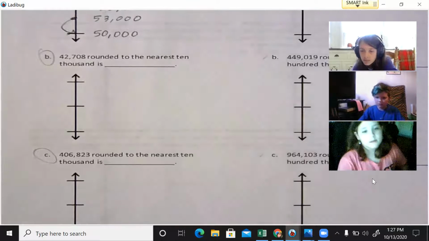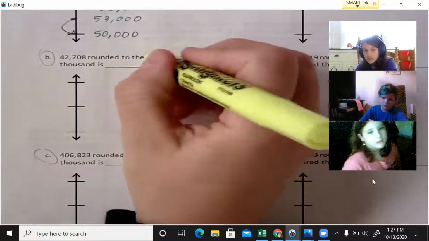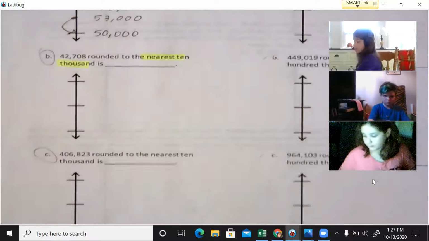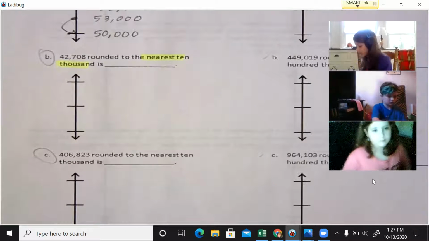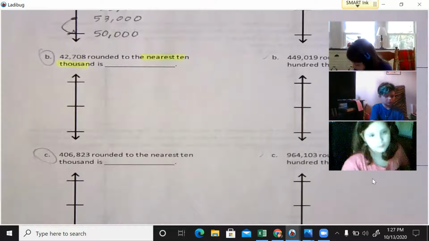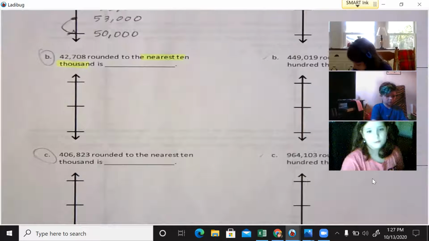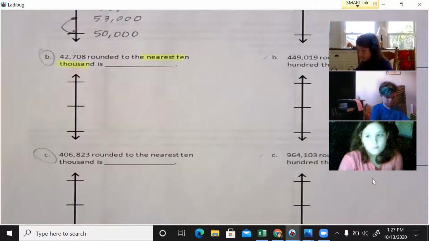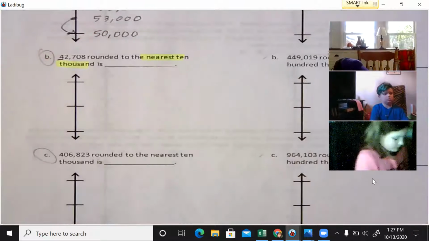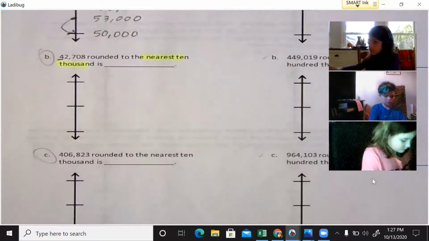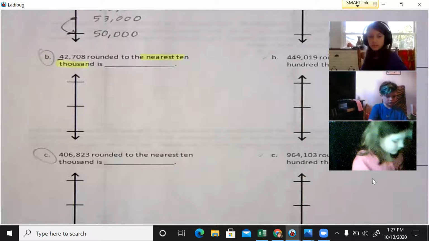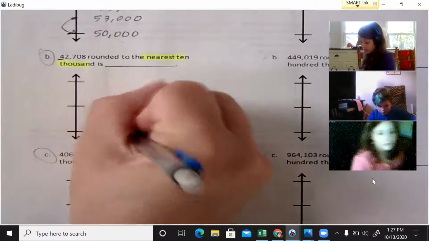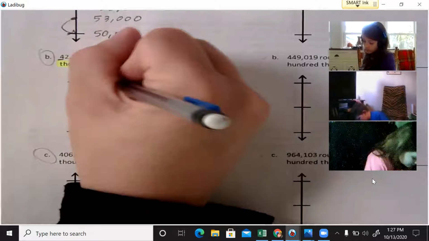42,708 rounded to the nearest 10,000 again. So now, Olivia, which digit do I need to underline? The 2. Is the 2 in the 10,000s place? The 4. The 4. So now, Olivia, what are my 2 closest 10,000s? 40,000 and 50,000. Nice job. Olivia, do you know what comes in between the 2?